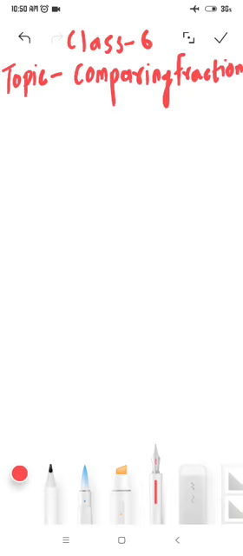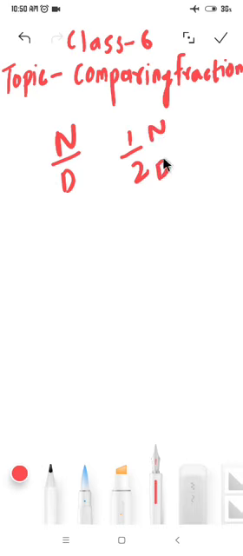Today I will teach you how to compare fractions. So dear student, don't worry, it is very easy. You already know that a fraction has two parts, okay? The upper part is the numerator and the bottom part is known as the denominator. For example, 1 upon 2, here 1 is the numerator and 2 is the denominator.